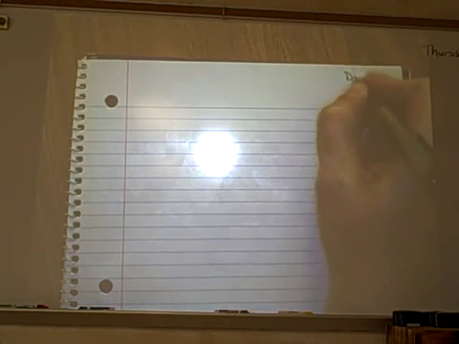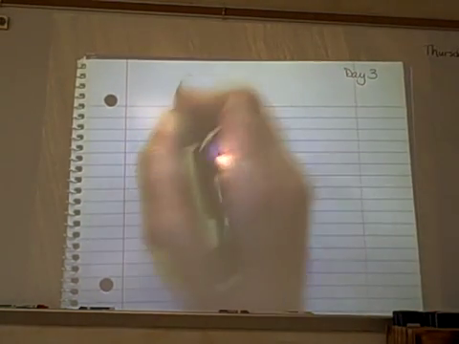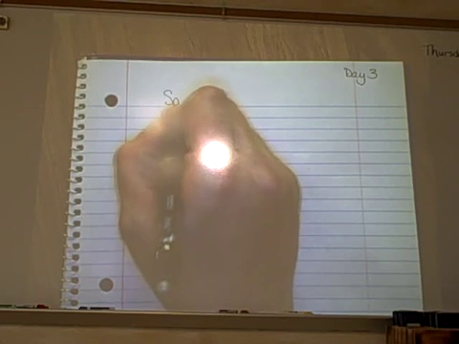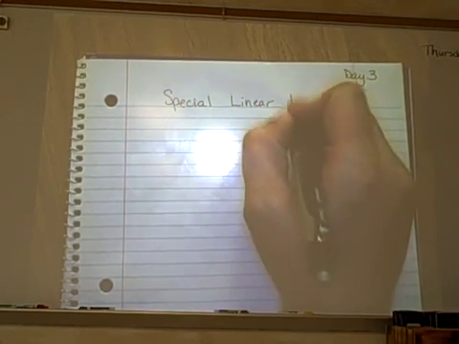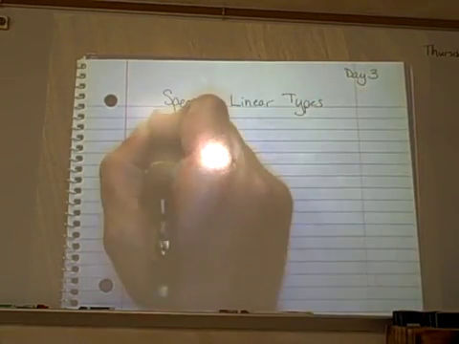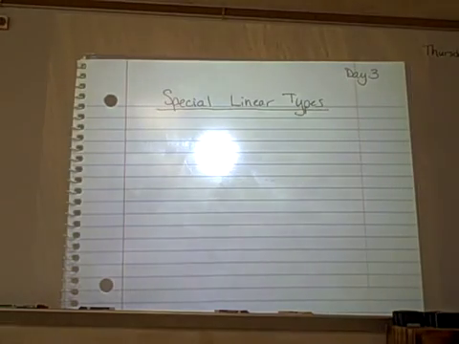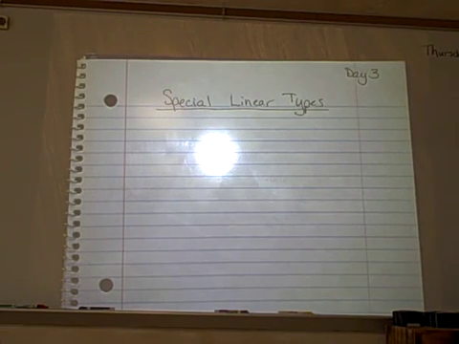All right. We're on day 3 of Unit 5. And today we're talking about special linear types. Special linear types. What's the word linear mean? It's a line. So this is special types of lines, is what this is.